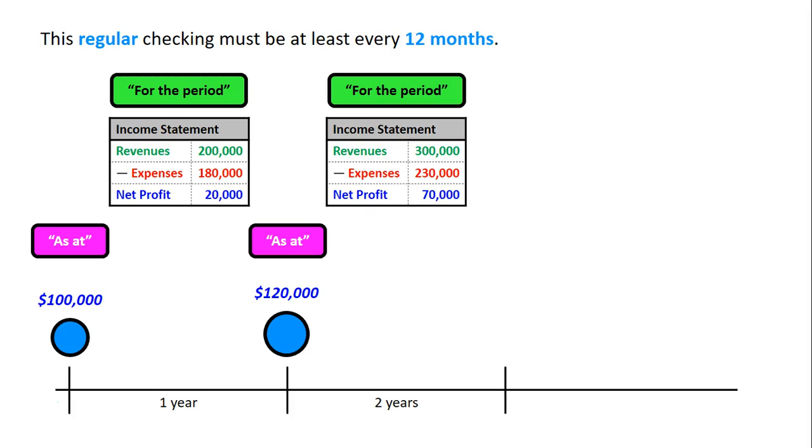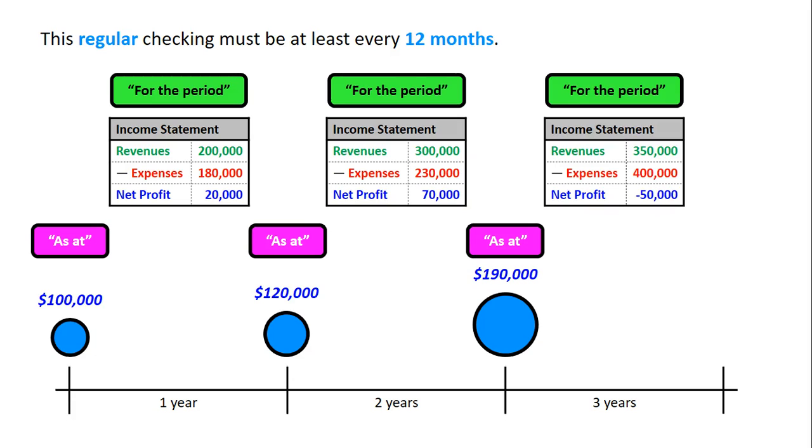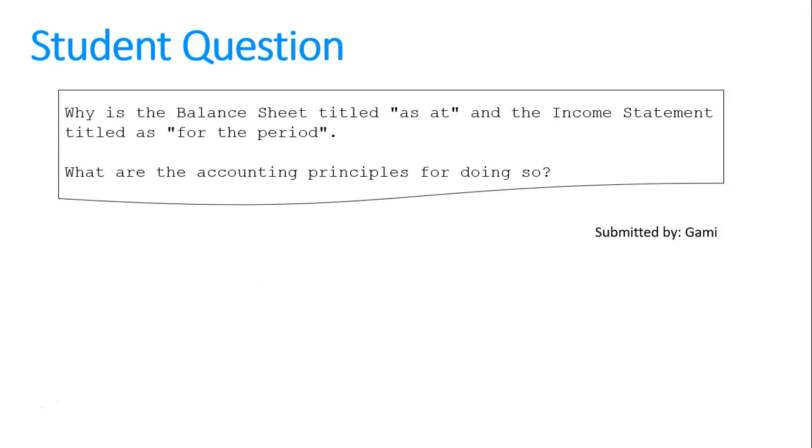For the period ended, the income statement would show revenues of $300,000 less expenses of $230,000 is a net profit of $70,000. So that would mean, as at the end of year two, our owner's equity will go up to $190,000. And continuing for the third year, for the period ended, the income statement shows a profit. In this case, it's actually a loss of $50,000. Expenses are more than revenues. That happens. And as at the end of year three, owner's equity would go down from $190,000 to $140,000. So what have we learned here?